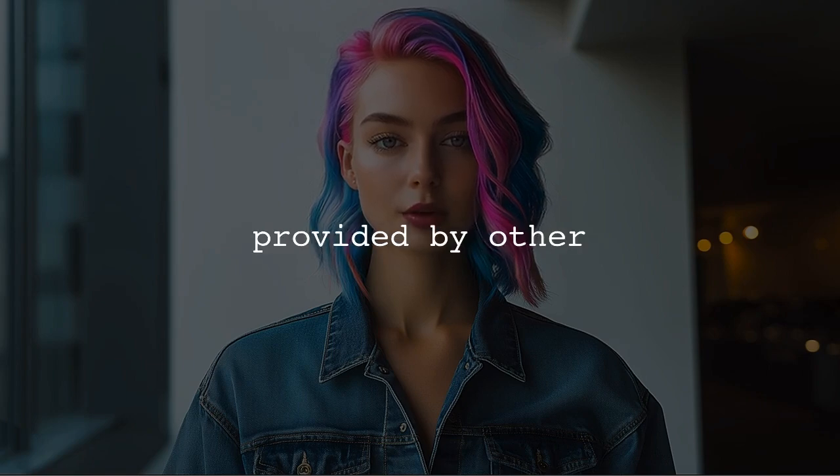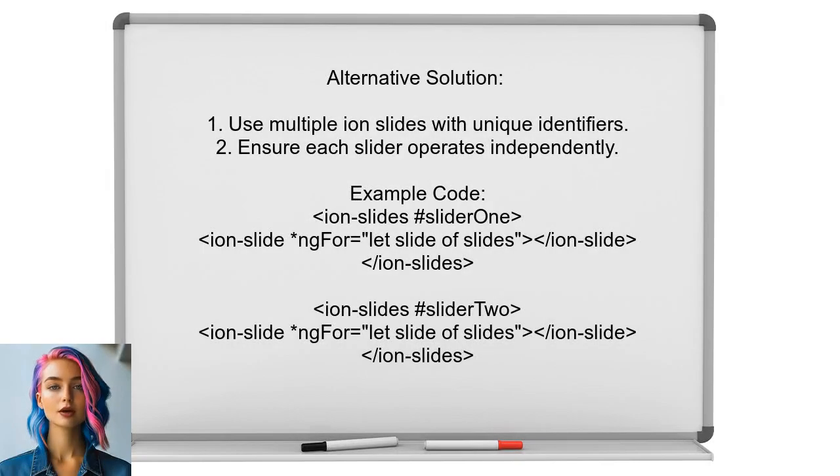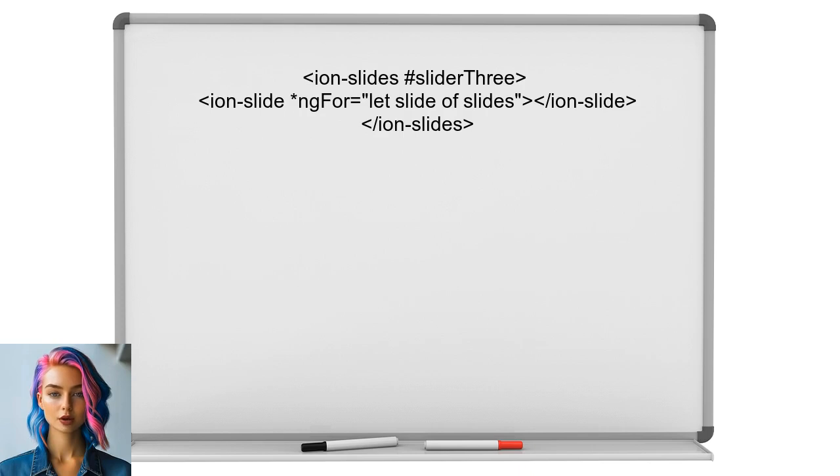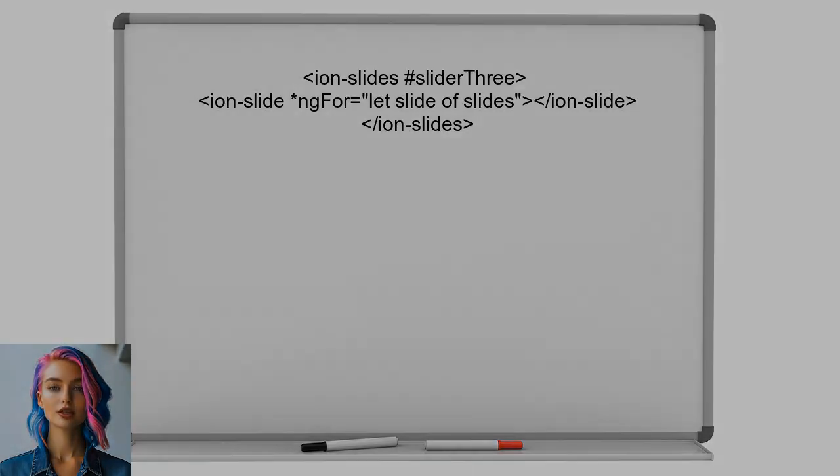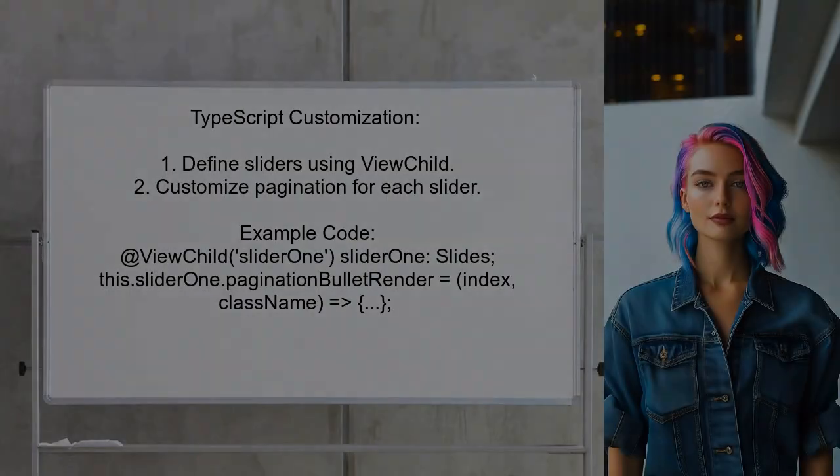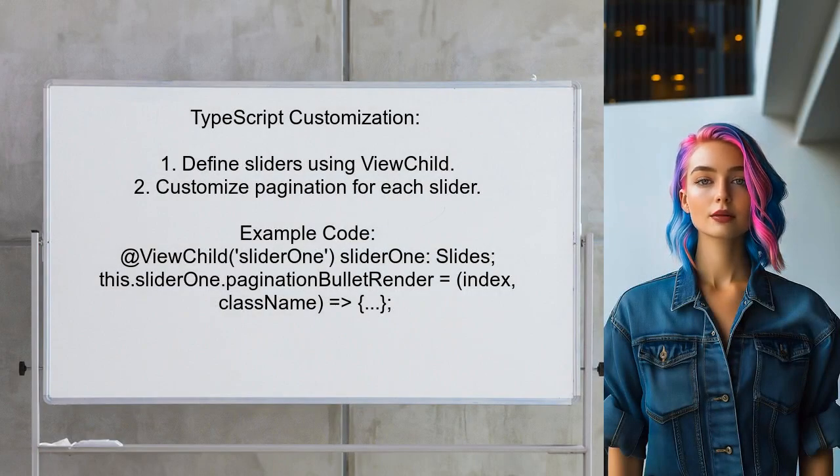Now let's look at the answers provided by other users. An alternative solution suggests using multiple Ion slides with unique identifiers for each slider. This approach ensures that each slider operates independently. The user provides an example with 3 sliders, each with its own pagination and slide content. In the TypeScript code, the user defines 3 sliders and customizes their pagination. This customization allows for distinct pagination styles for each slider, enhancing the user experience.